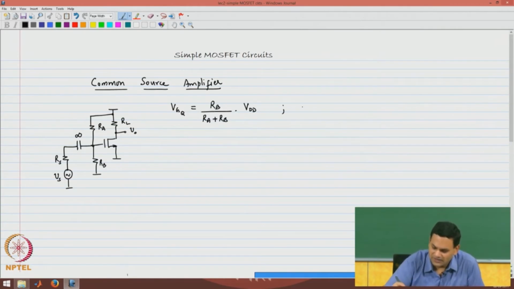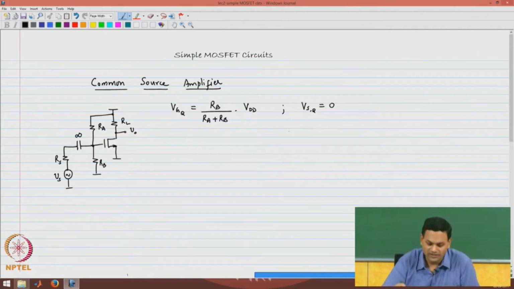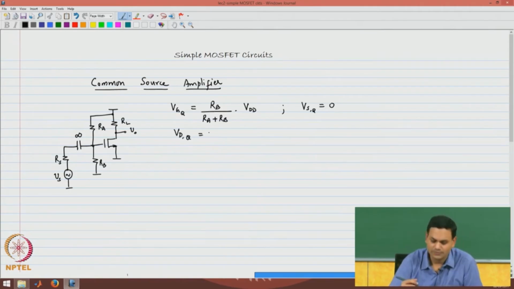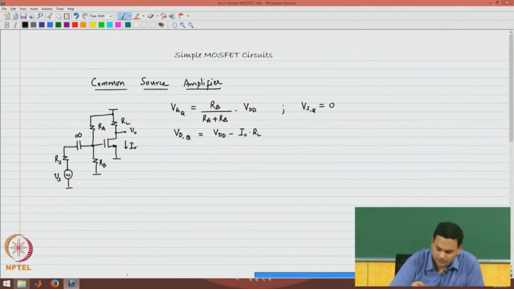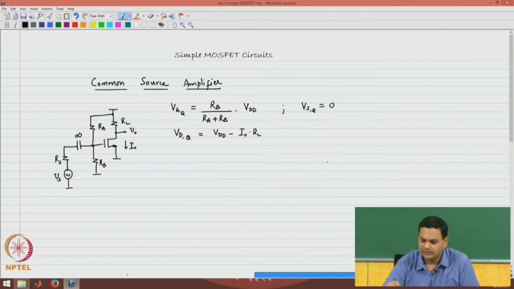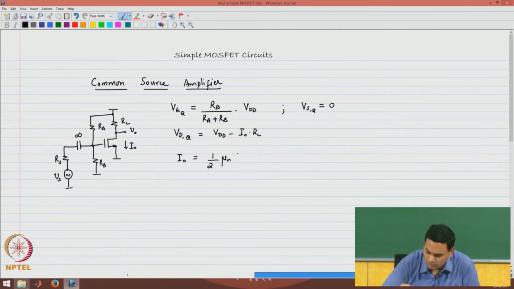The quiescent source voltage, of course, is 0, because in this case we have grounded the source, and the quiescent drain voltage is VDD minus I naught times RL, where I naught is the bias current through the MOSFET. Now, what is this bias current? That is an additional DC parameter for the circuit. I naught is related to the gate source voltage in the following manner.